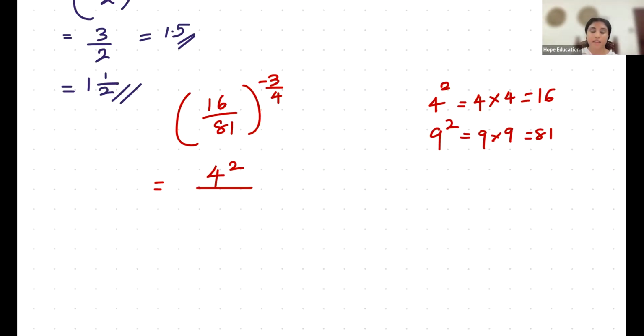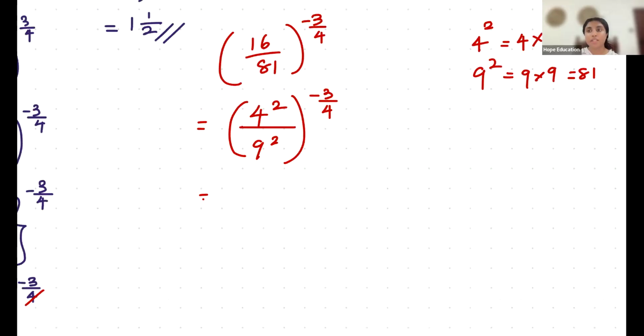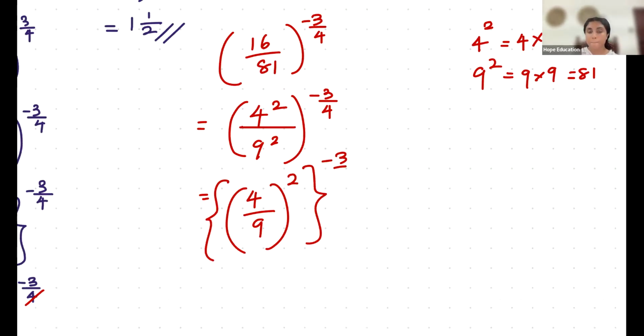Okay, let's try that. Minus 3 over 4. Now here both of them have this power 2 common, so I will take that 2 out. 4 over 9, taking the 2 outside. Then I have minus 3 over 4.